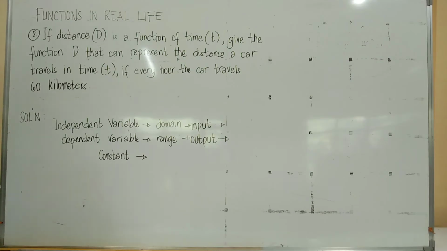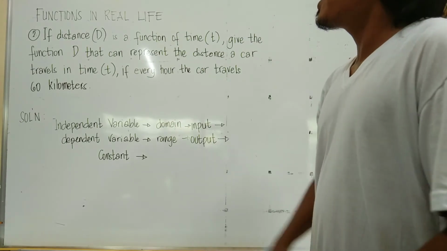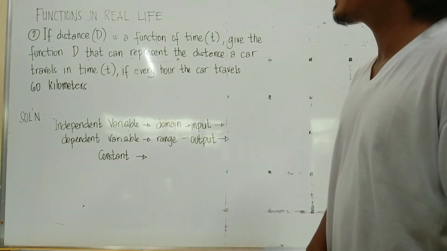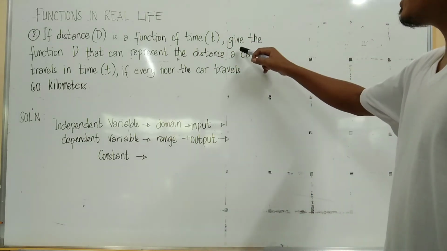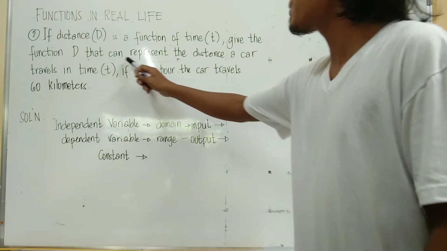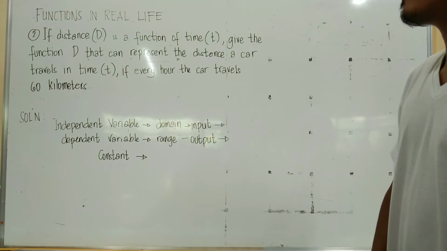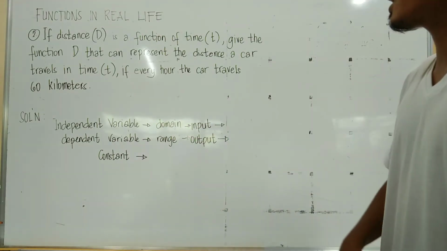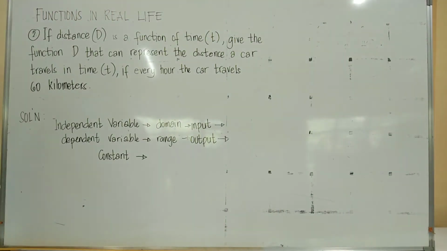Example number two, functions in real life. If distance denoted by capital D is a function of time denoted by small letter t, give the function d that can represent the distance a car travels in time t if every hour the car travels 60 kilometers. So again, for our solution, first is to identify our given.